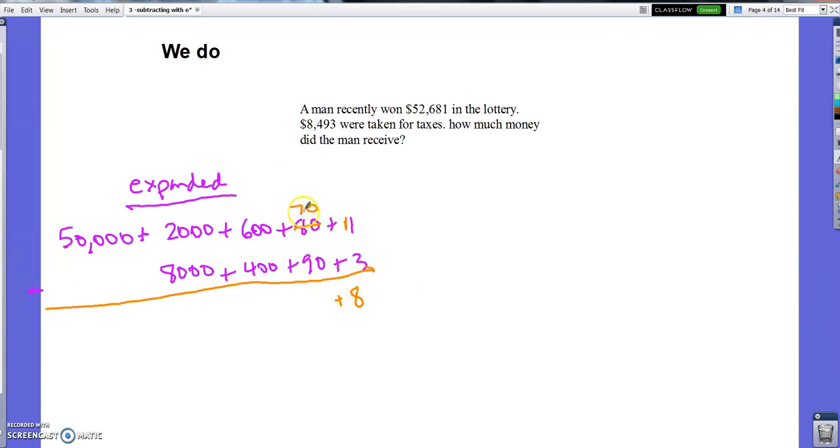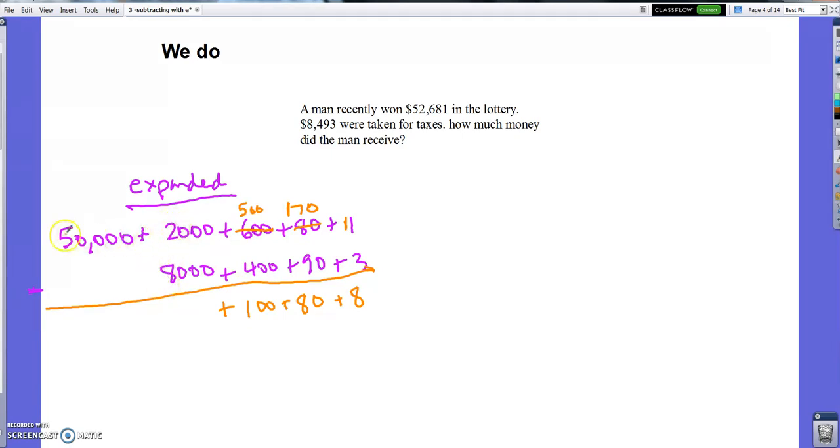Again, I can't do 7 tens minus 9 tens, so I'm going to have to go over a place. I'm going to take 100, and I'm going to repackage the 100, regroup the 100 as 10 tens. So now I have 17 tens instead of just 7. And I can do 17 tens minus 9 tens, or 170 minus 90. Leaves me with 80. This I can do with no regrouping. 500s minus 400s is 100.